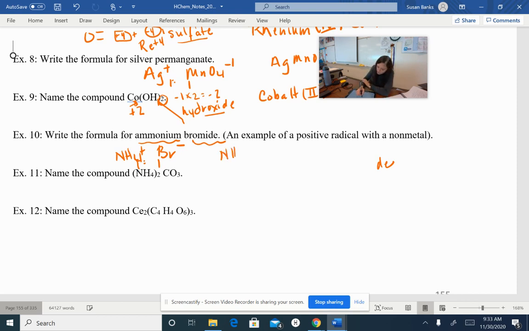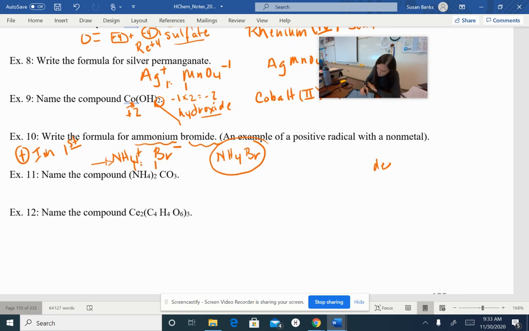So when I write the formula, remember, I always put the positive ion first. Okay? Remember, the positive ion is always first. Okay, so that would be ammonium bromide. All right, so let's name the compound (NH4)2CO3. This is where we have 2 polyatomics together. So hopefully you realize that the NH4 is the same thing that we have here.